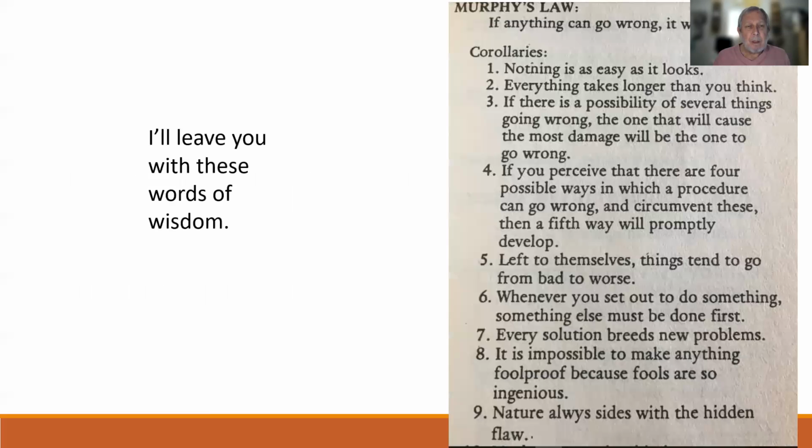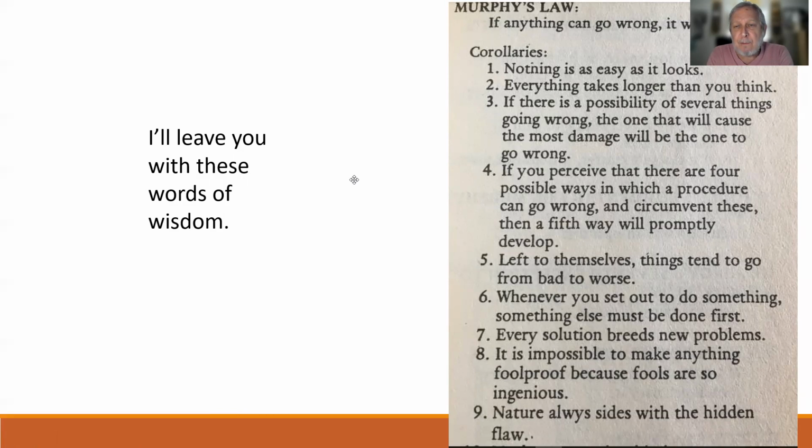That's our goal. I'm going to leave you with these words of wisdom. It's based on Murphy's Law, which says, if something can go wrong, it will. And like most laws, there are a lot of corollaries to it. These are the corollaries to Murphy's Law. Nothing is as easy as it looks. Everything takes longer than you think. If there is a possibility of several things going wrong, the one that will cause the most damage will be the one that goes wrong.